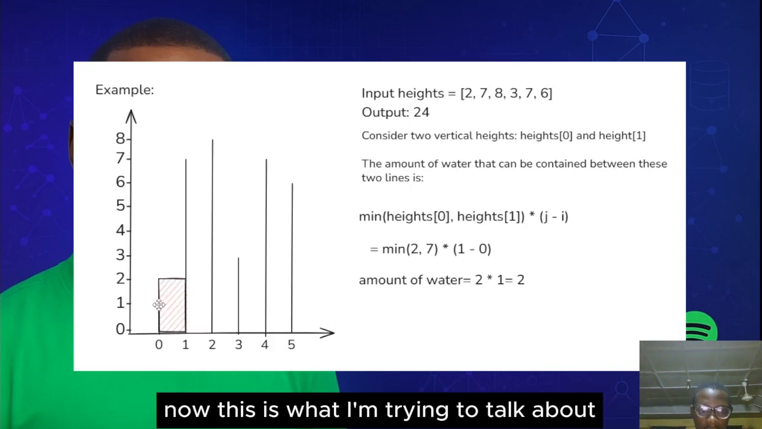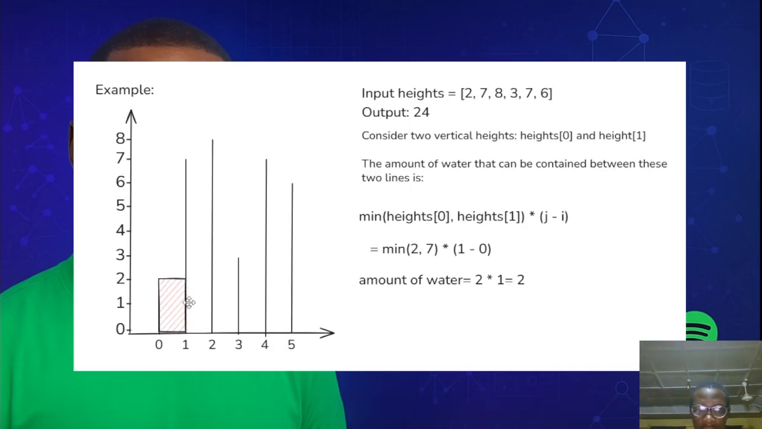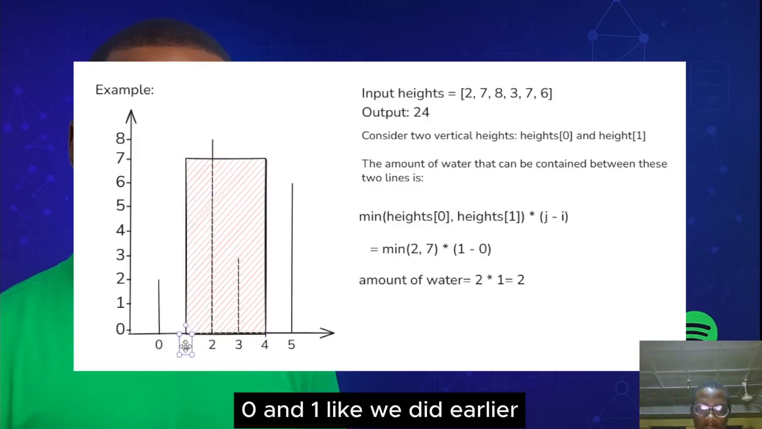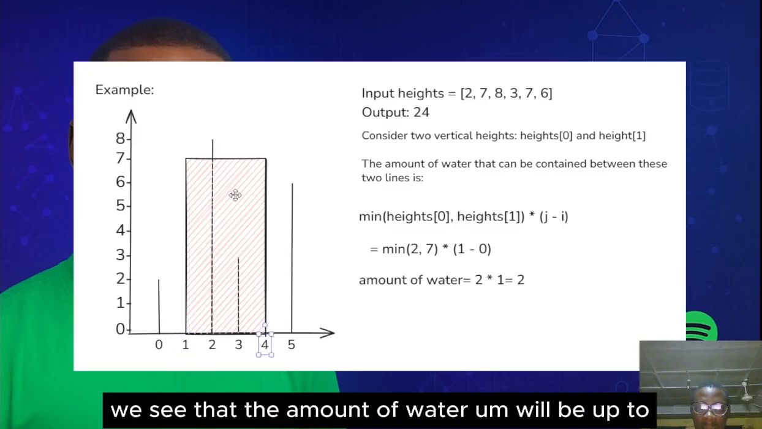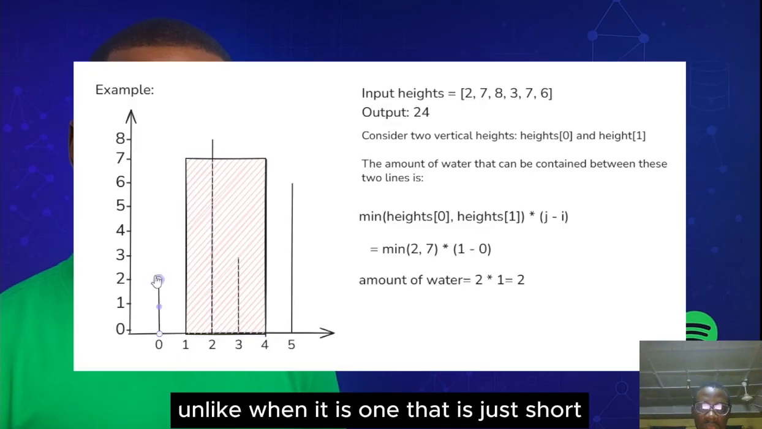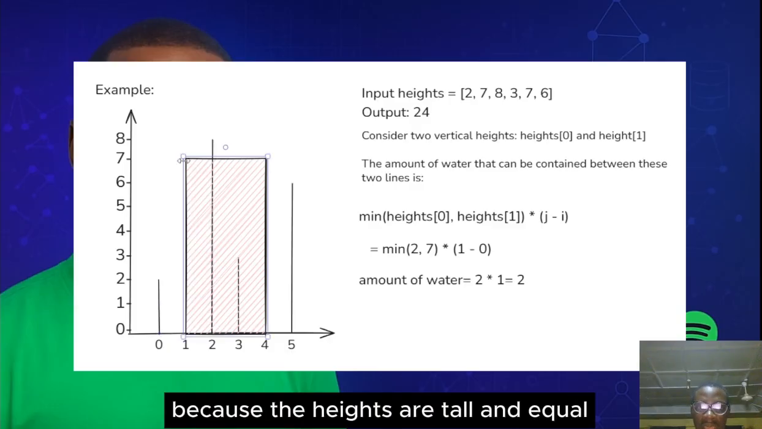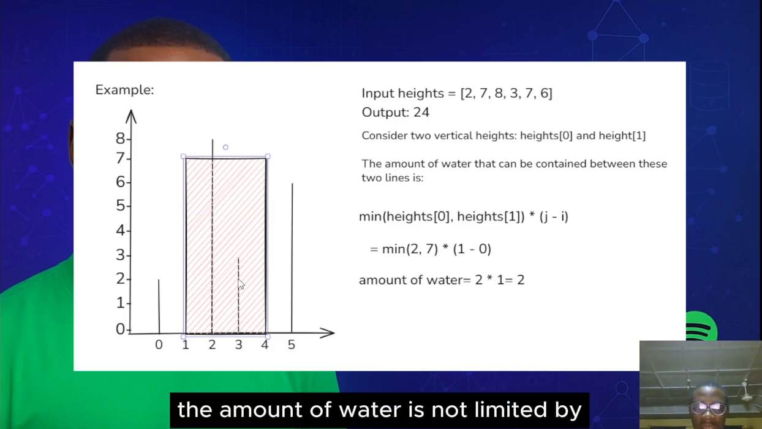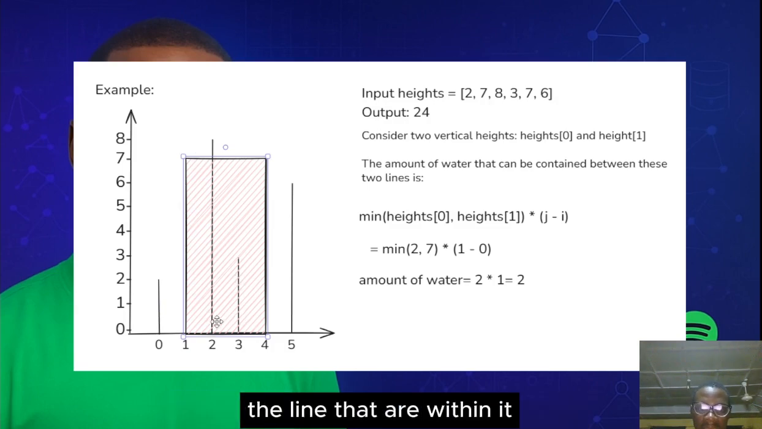Okay, now this is what I'm trying to talk about. Let's say we pick our two extremes not to be 0 and 1 like we did earlier, but we pick it to be 1 and 4 as the walls of the container. We see that the amount of water will be up to this. It will be very tall, unlike when it is one that is just short, because the heights are tall and equal. So we see that the amount of water is not limited by the lines that are within it.